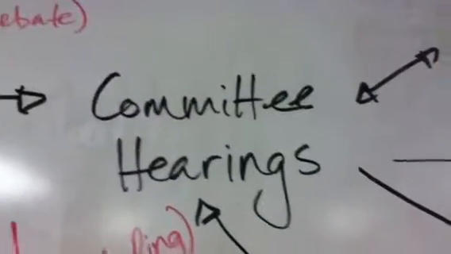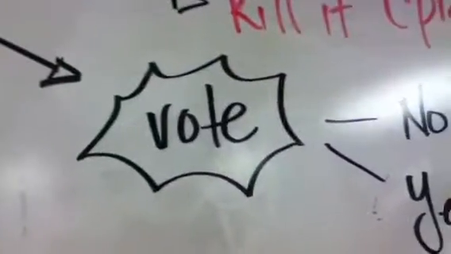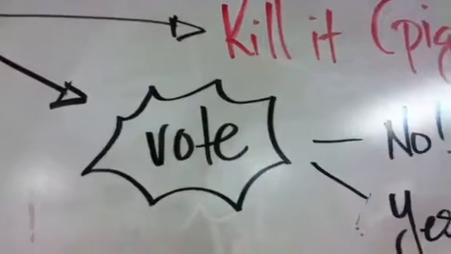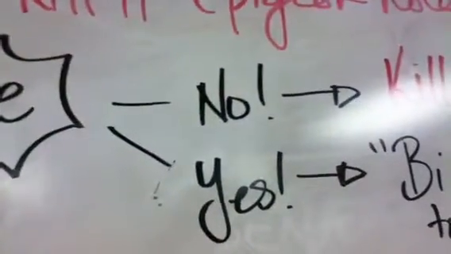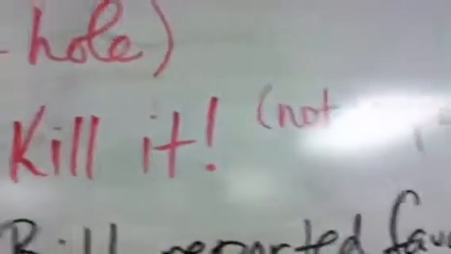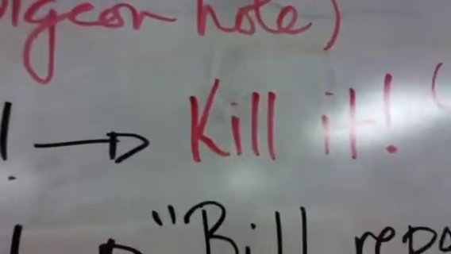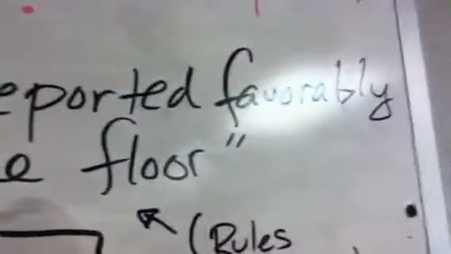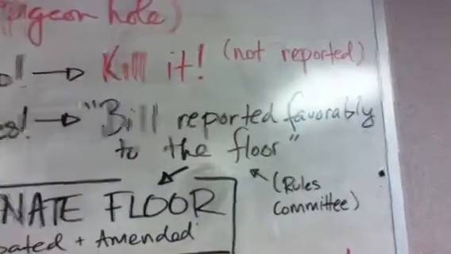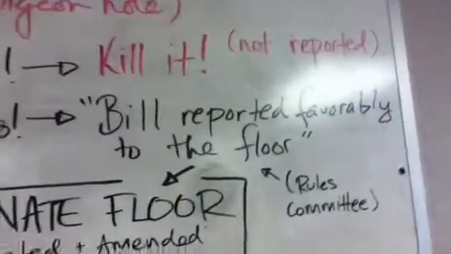Or they could schedule it for a vote. They could come down here and they could actually vote on the thing. So votes obviously have two different outcomes. There's a no and there's a yes. For no, the bill is killed. It is not reported to the floor. They could just kill it right there. They could say no. They could put it back in committee if they want to. It's at their discretion. Or, yes, they could report the bill favorably to the floor. And that's kind of the jargon that's used formally. They will report the bill favorably to the floor.